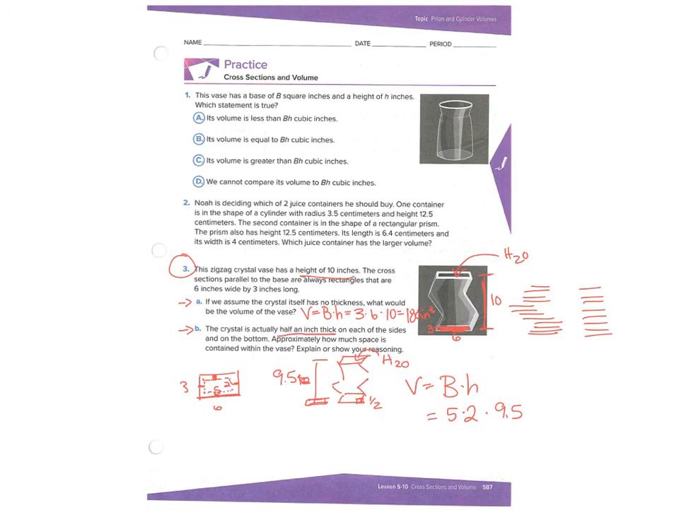So the actual amount of water going into this is 10 times 9.5, or 95 inches cubed would be the amount of water I'm pouring in.